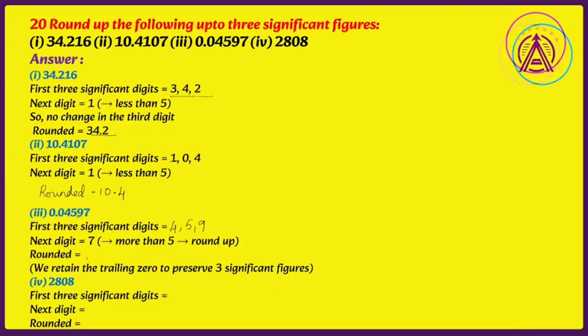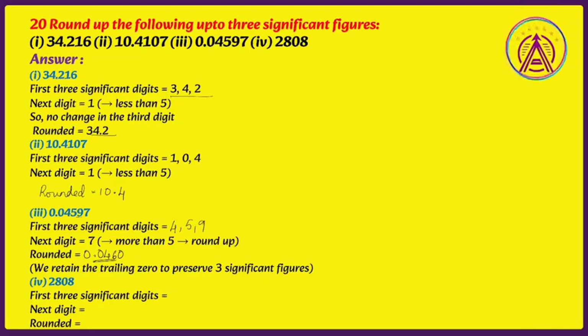So I get the answer as 0.460. It's clear. Similarly, we retain the trailing 0 here to preserve 3 significant digits, because we need 3 significant digits. That's why I'm keeping the 0 as it is.